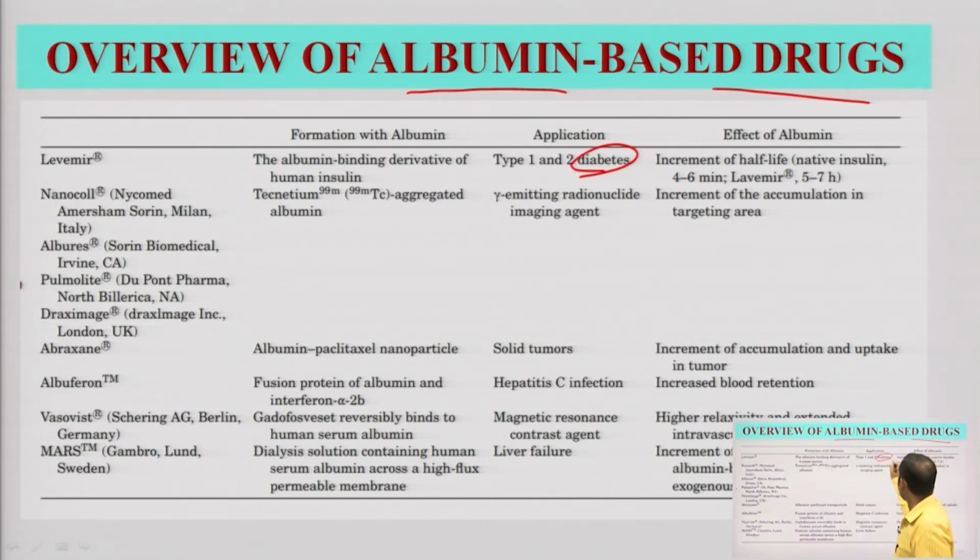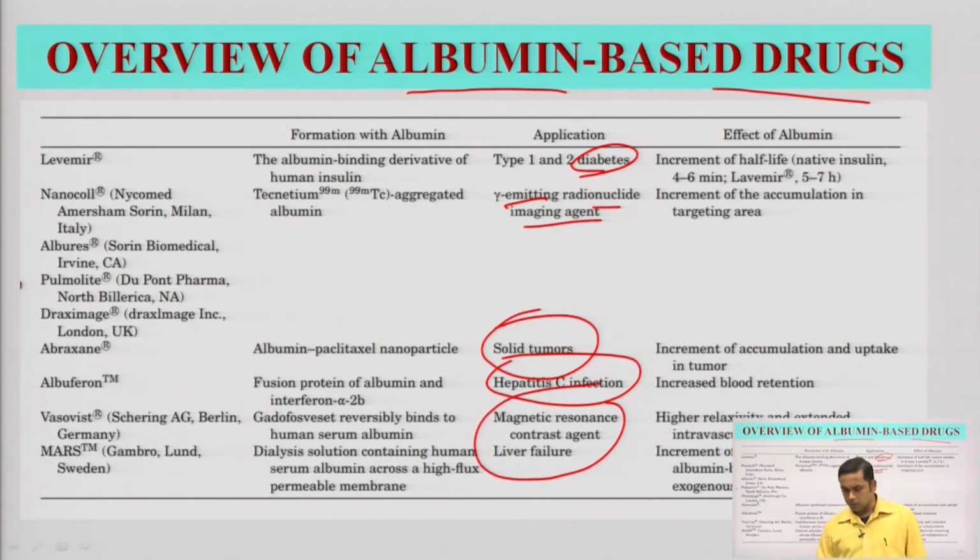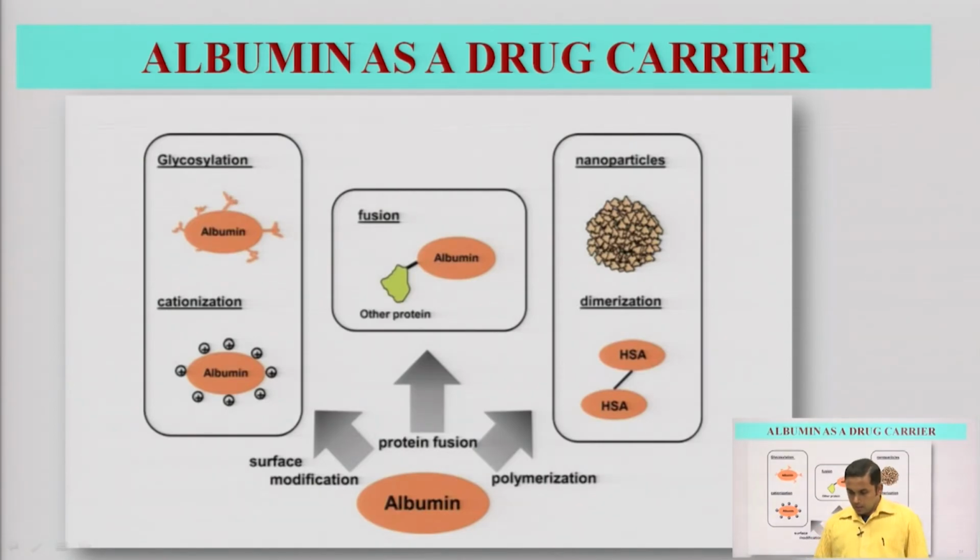For example, you can see type 2 diabetes, various kinds of emitting radionuclide imaging agents, or solid tumors. We can also use it for hepatitis C and other kinds of diseases. We can use similar technology, and all these drugs are actually available. Now, albumin, that is serum albumin, you can also use as a drug carrier.